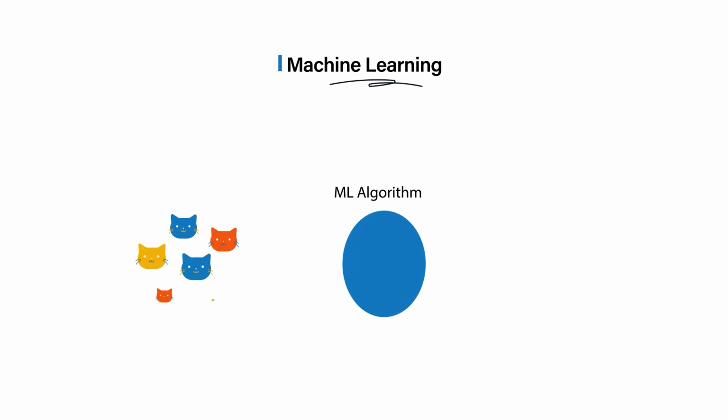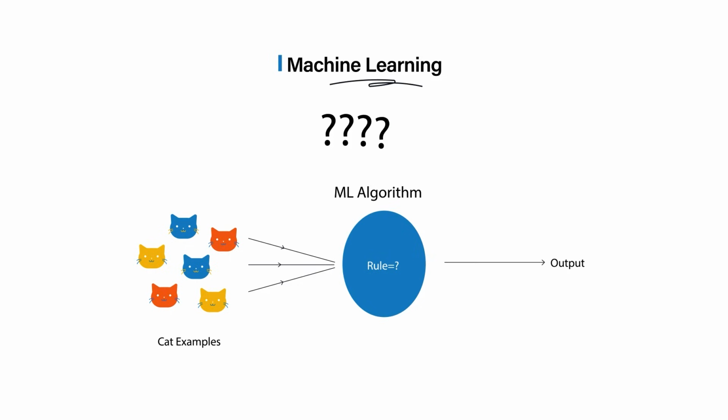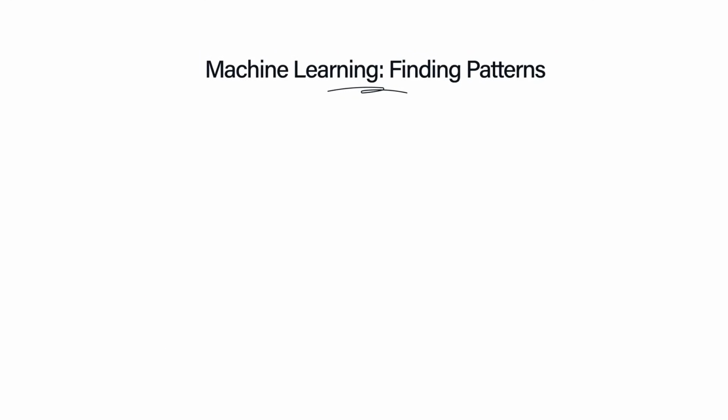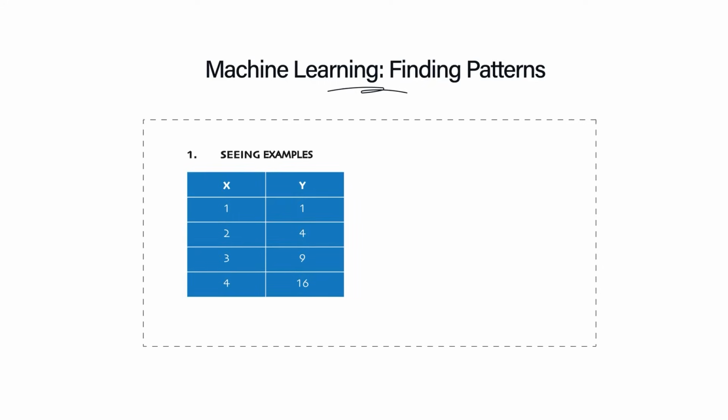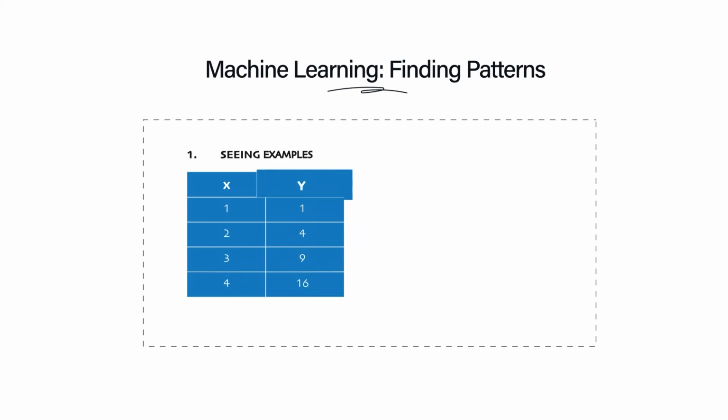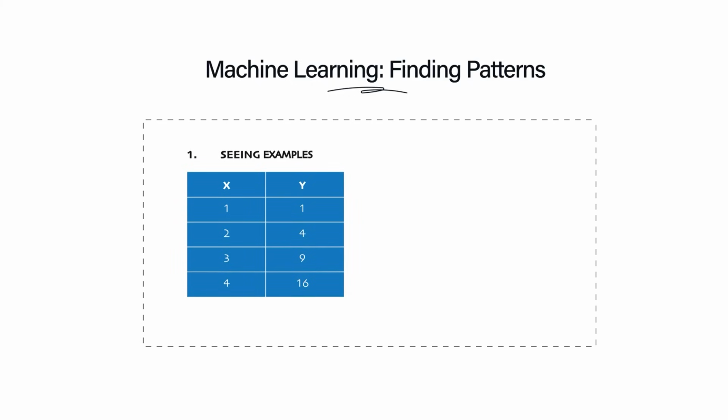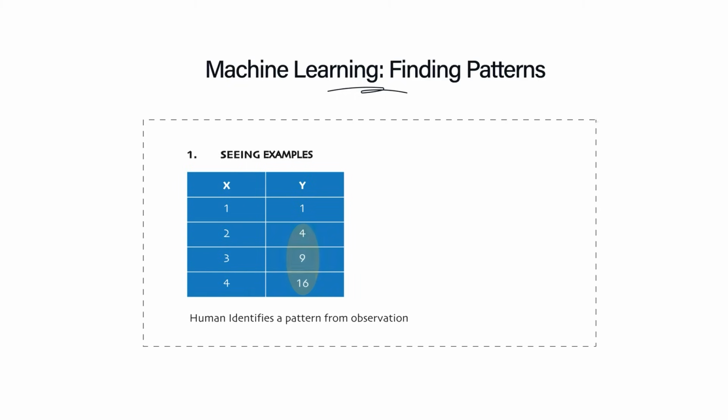So earlier we mentioned that machine learning is about showing an algorithm a bunch of examples and having it learn the rule on its own. But what does that actually mean? To truly understand that, let's start with the simplest case we could think of. Imagine we have a small table of numbers. You give the system a value x and it gives you a value y. Now, even as humans, after seeing a few examples, we start to notice a pattern. The output is just the square of the input.